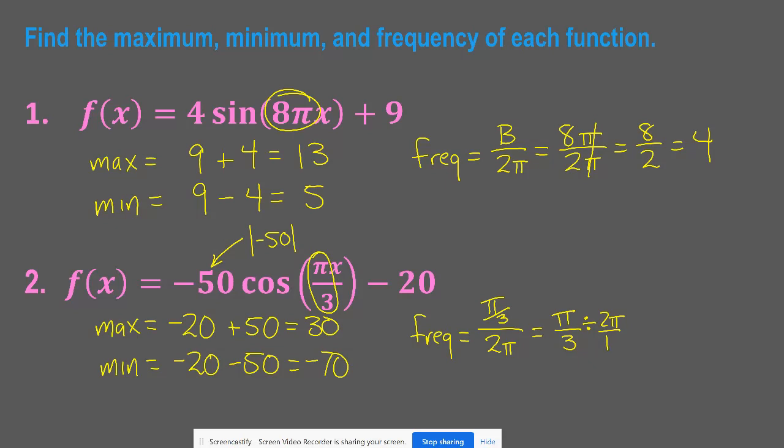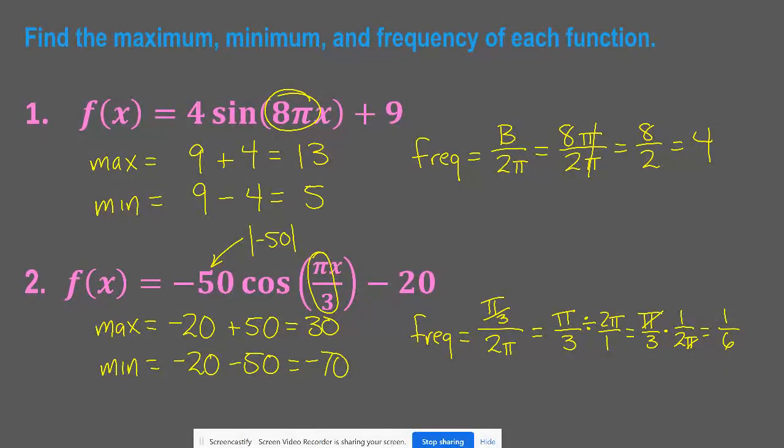Then I flip the second fraction and multiply. So this is going to become pi over 3 times 1 over 2 pi. And you can probably do that in fewer steps, but that's just how I think through it in my head. I make it into two fractions, flip the second fraction, and then multiply. When I do that, my pi's cancel out, and I get 1/6. So this would only run through 1/6 of its cycle by the time it got to 1 on the x-axis. So that's my frequency.